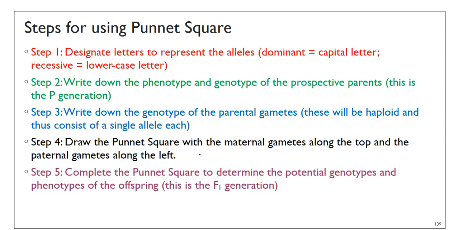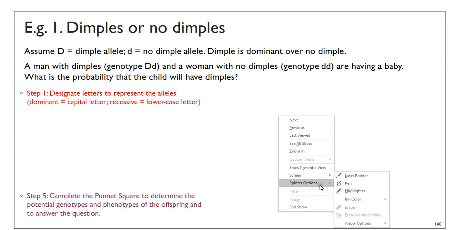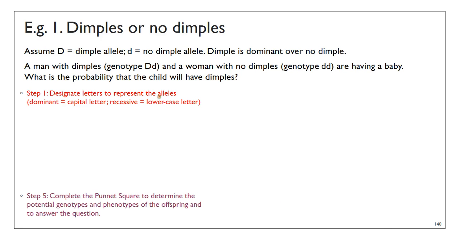It may look like a lot, but it really isn't. Like the first 4 steps can be done within the table. Okay, so my animation is not great there, but let's just go back to example 1. I'm going to use the Punnett square method to solve this question, so I don't have to go through the whole gamut. So step 1 is to designate letters to represent the alleles.